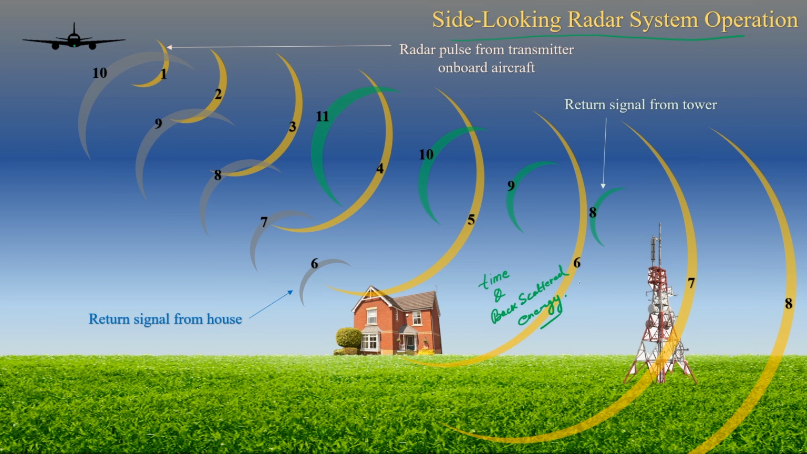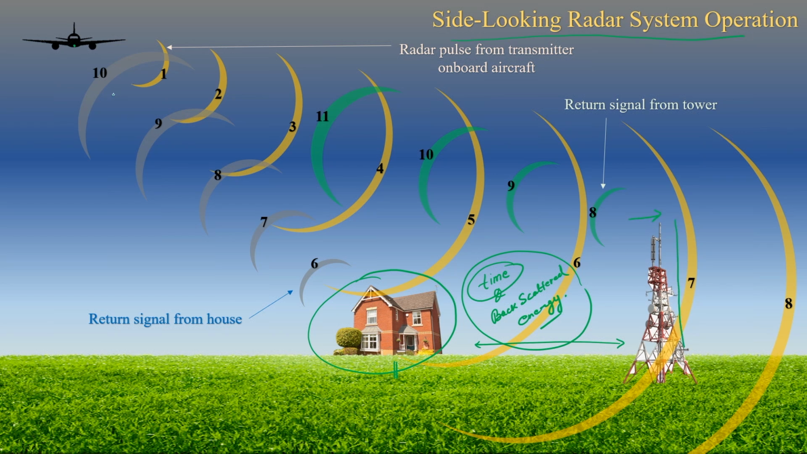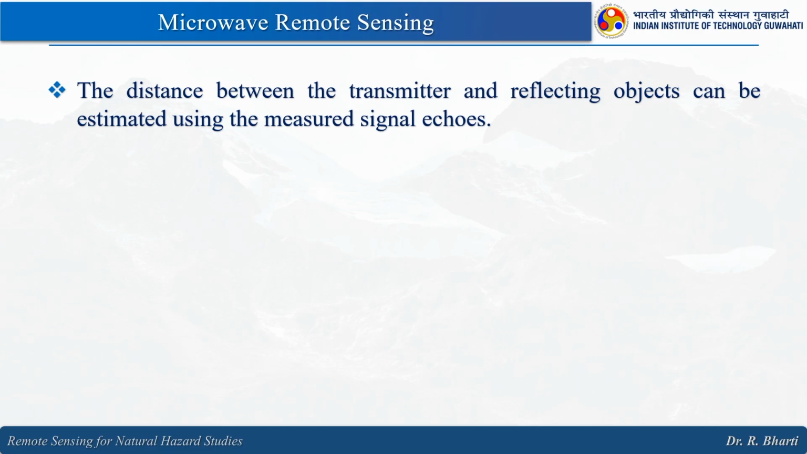These two things are stored, and with this information, with time, we will be able to mark the presence of the house in its own position, because it is appearing before this tower, and in this particular field of view the tower is coming after the house. The height is different because here we are talking about the side looking radar system. The distance between the transmitter and reflecting objects can be estimated using measured signal echoes. Measured signal echoes are basically your backscattered energy.